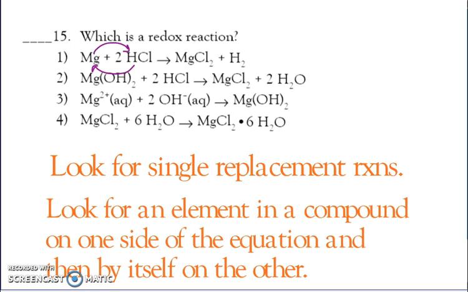Number 2 is a double replacement. Get rid of that. Number 3 is not even a reaction. It's just the dissociation of magnesium hydroxide. And this last one here is just the hydration of magnesium chloride.